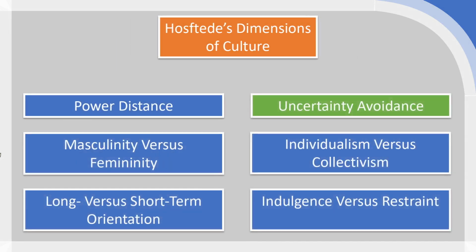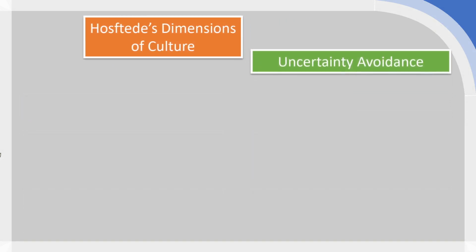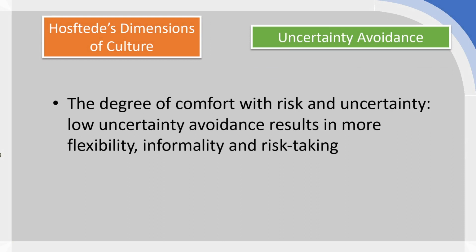Right, so if we move on to the next one, which is uncertainty avoidance, this is really trying to identify and quantify the degree of risk and uncertainty, or really how comfortable individual members of that culture are with risk and uncertainty. So if you have a society with a low uncertainty avoidance score, that means that they are comfortable with taking risk, comfortable with ambiguity and uncertainty, and therefore will be a risk-taking, flexible society in general.